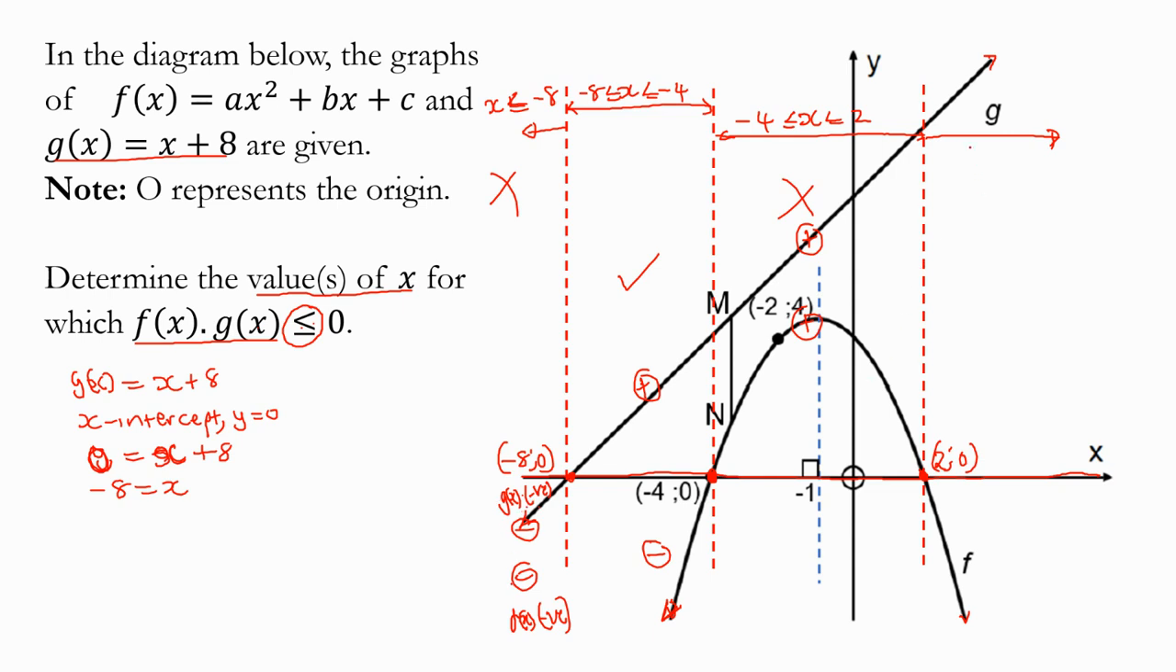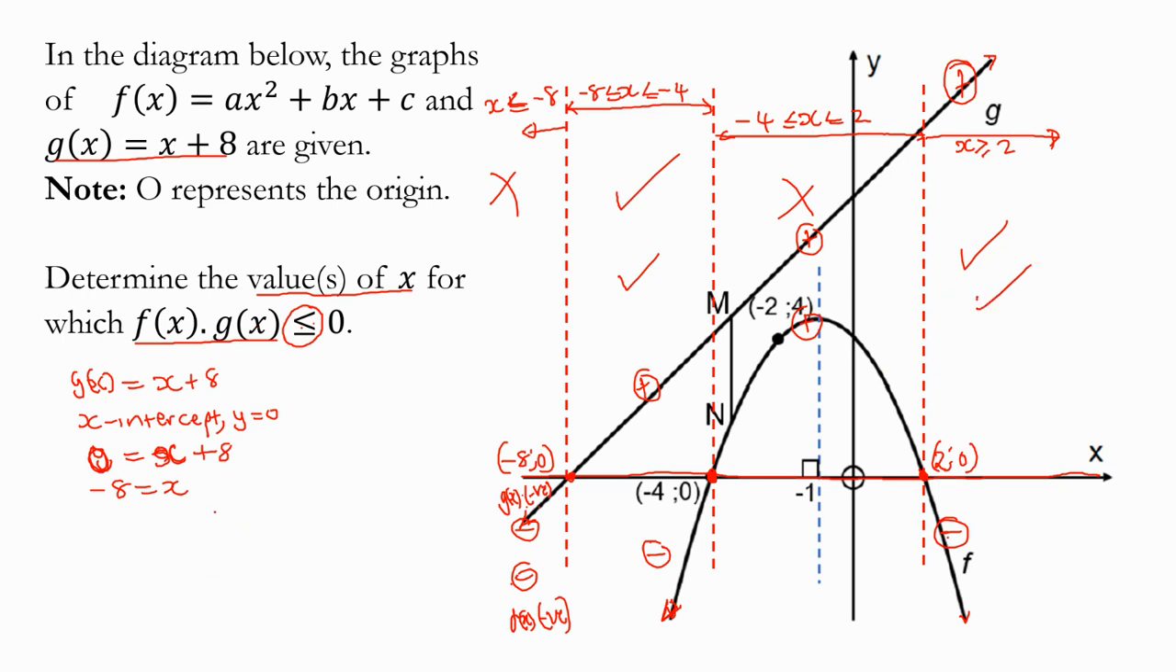And then here we have x greater than or equal to 2. If you check this region, g of x is positive, but f of x is below the x-axis, so it's negative. So we're saying positive times negative here, which gives us negative. This is the region we want. So now we have these two, and that's where the solution is.